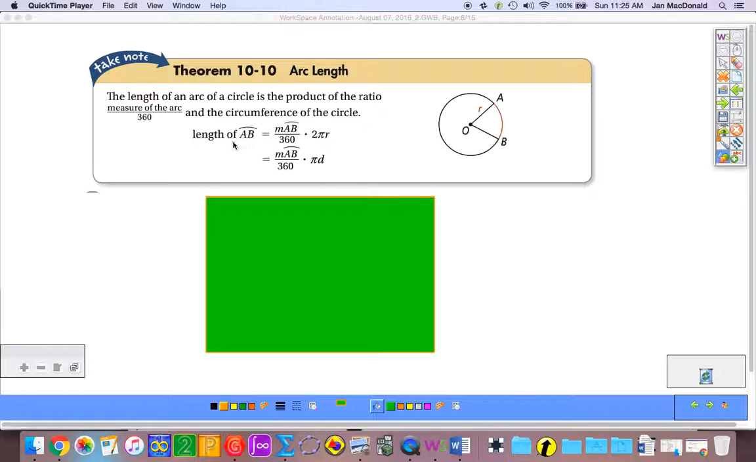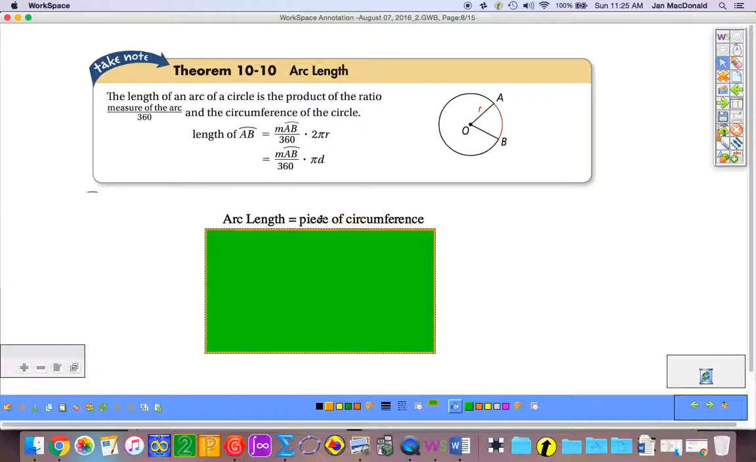So another way to find the length of AB would be to find the measure of arc AB divided by 360 and multiply it by pi times diameter. I'd like to say I have a common sense approach to the definition of arc length. I like to say that arc length is piece of circumference. The word piece tells me I have a fraction. The word of tells me I need to multiply. And we know that the circumference of a circle is either 2 pi r or pi d.